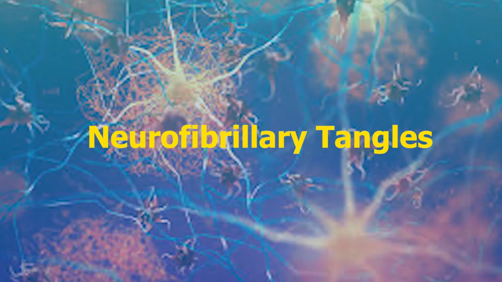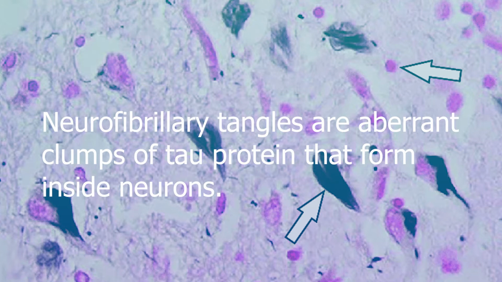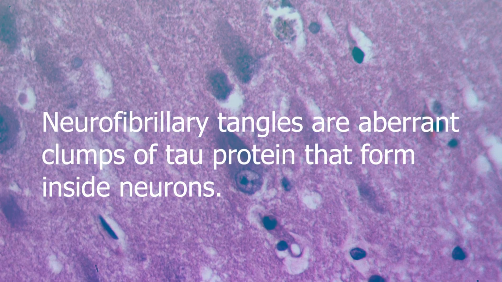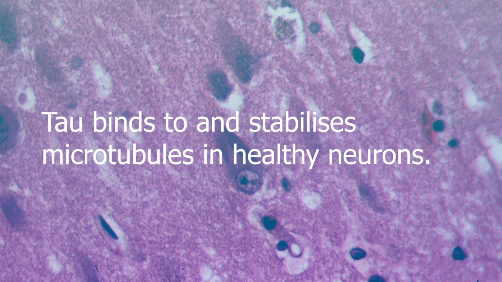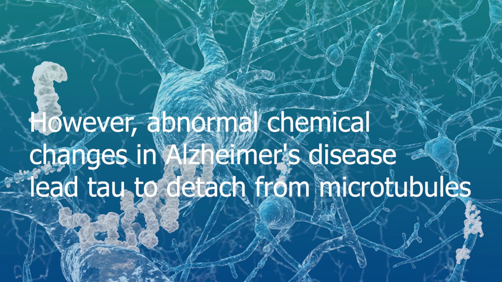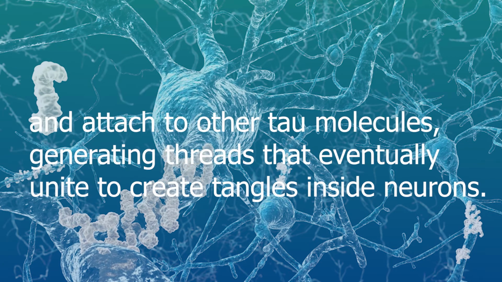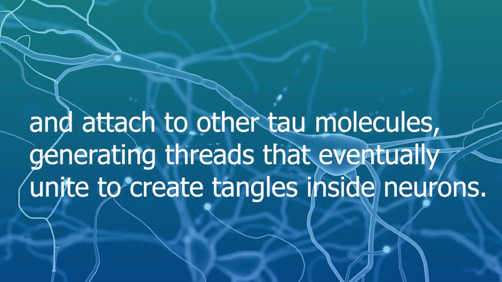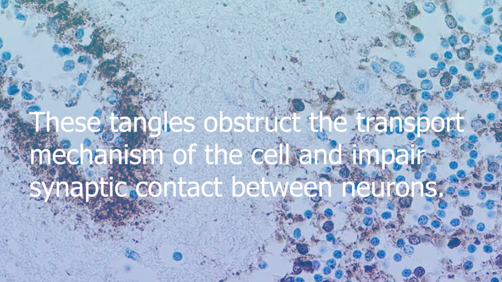Neurofibrillary tangles. Neurofibrillary tangles are aberrant clumps of tau protein that form inside neurons. Tau binds to and stabilizes microtubules in healthy neurons. However, abnormal chemical changes in Alzheimer's disease lead tau to detach from microtubules and attach to other tau molecules, generating threads that eventually unite to create tangles inside neurons. These tangles obstruct the transport mechanism of the cell and impair synaptic contact between neurons.